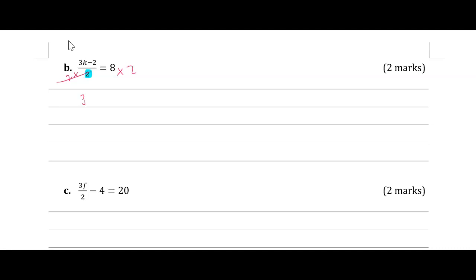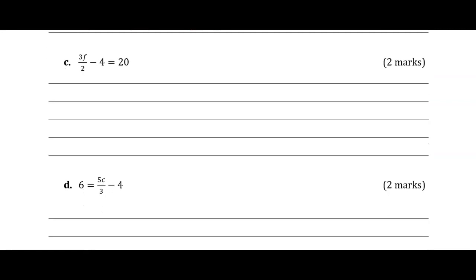Okay, so we've got 3k minus 2. 8 times 2 is 16. Now we've got a constant, so I'm going to add 2 to both sides because it's the opposite of subtracting 2. So 3k is equal to 18. And then we've got 3 times k, so the opposite of that is to divide by 3. So k is equal to 6.